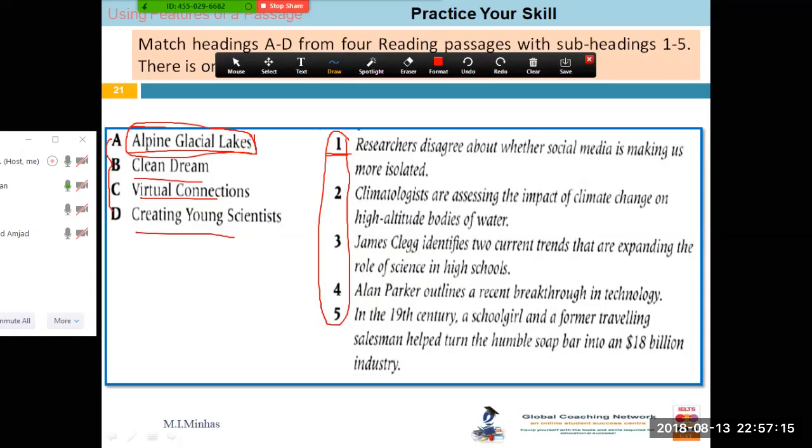No. Okay, Amjad. Number two. Please read number two. Climatologists are assessing the impact of climate change on high altitude bodies of water. Anything related to A? Water and lakes. Yeah. Now, that is the thing that you need to do. Let's say you don't know anything, but at least you know one word, lakes, and one word here, water.